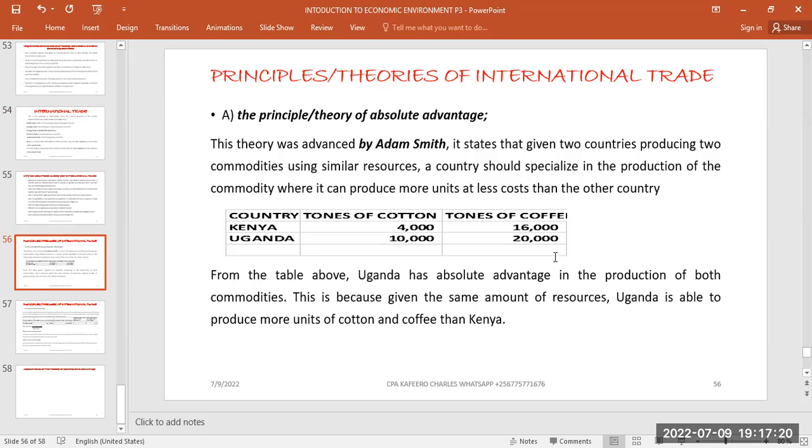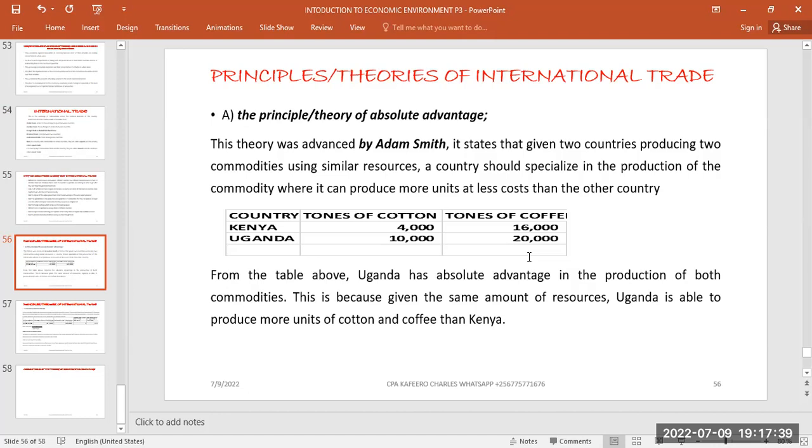But there are some weaknesses in this theory, because it is now assuming that Kenya will not produce anything, since it cannot produce higher.